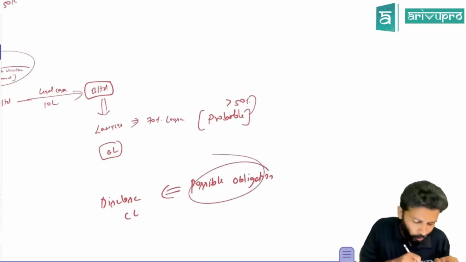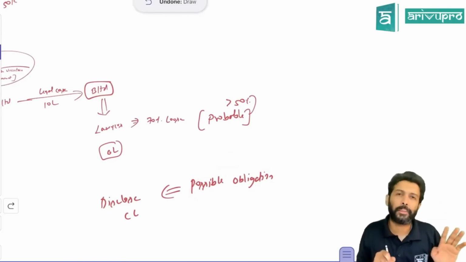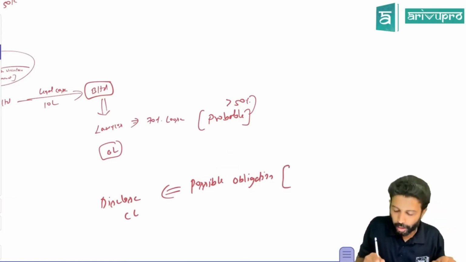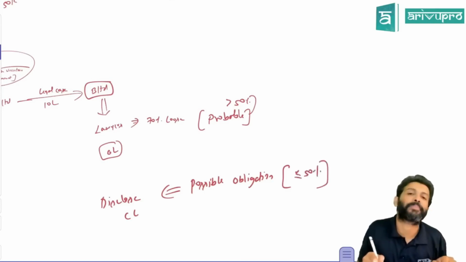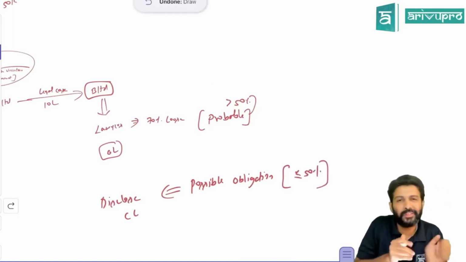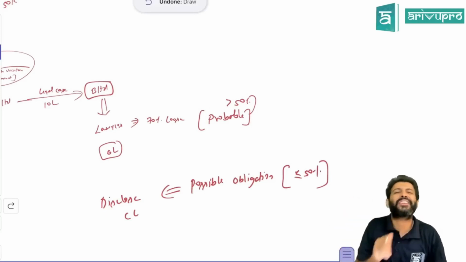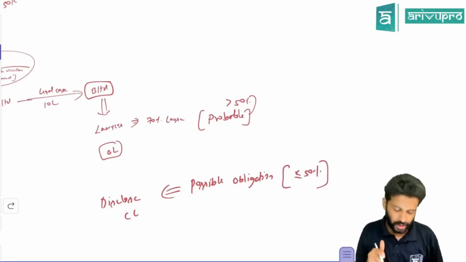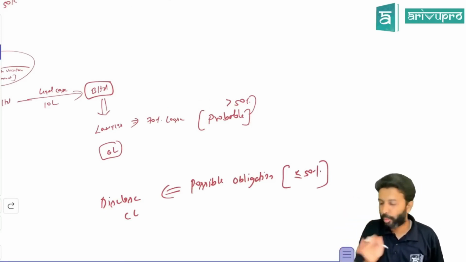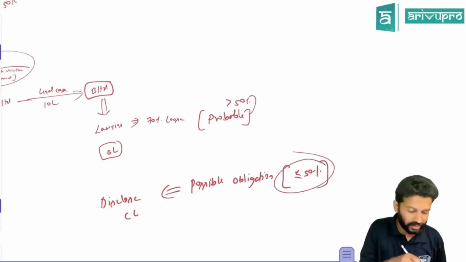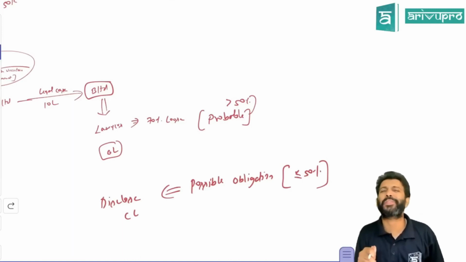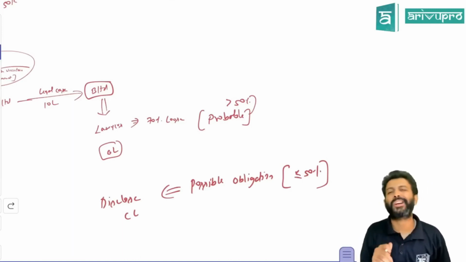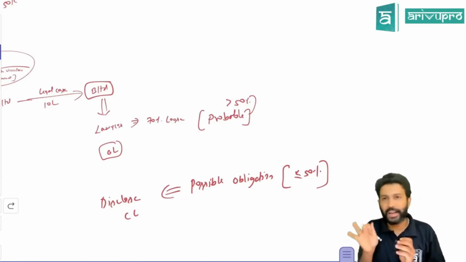And if it is a possible obligation, we disclose contingent liability. So what is a possible obligation? Possible obligation means less than or equal to 50%. If it is more than 50%, we recognize a provision. If it is less than 50%, we disclose contingent liability. There's one more point which I'll fine tune later. For now, you can remember it like this. If it's a possible obligation, meaning there is less than 50% chance of outflow, then we disclose contingent liability. This is in layman terms.